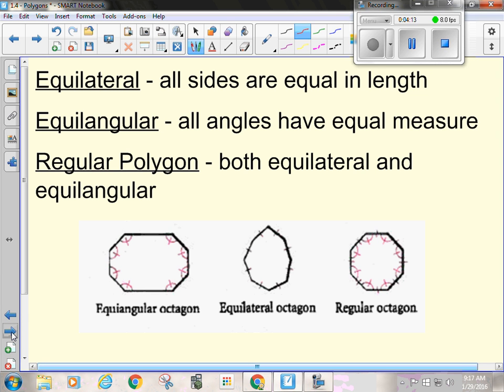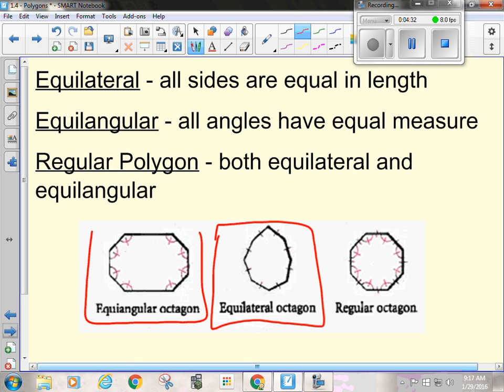All right, equilateral. We've heard of equilateral before, probably in a triangle. All sides are equal in length, so we have an equilateral picture here. So all the sides are the same. That doesn't mean that all the angles are the same. Then we have equiangular. That says all the angles are the same, but it does not imply that all the sides are the same. So you'll see here we've got two sides that are a little bit longer than the rest.